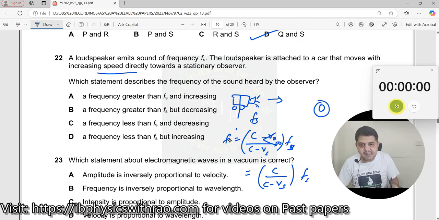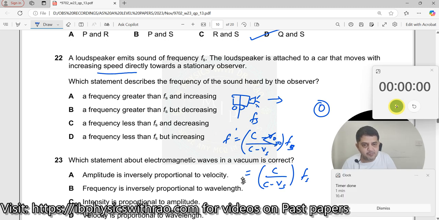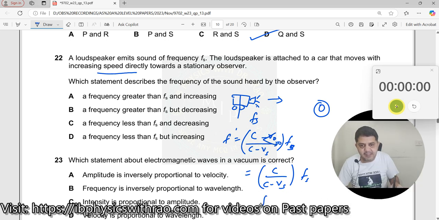Now as the loudspeaker moves towards him, the apparent frequency will increase. So frequency will be greater than fs. That's right. So therefore frequency greater than fs is also right. So these two are incorrect. Now amongst these two you need to look into it.